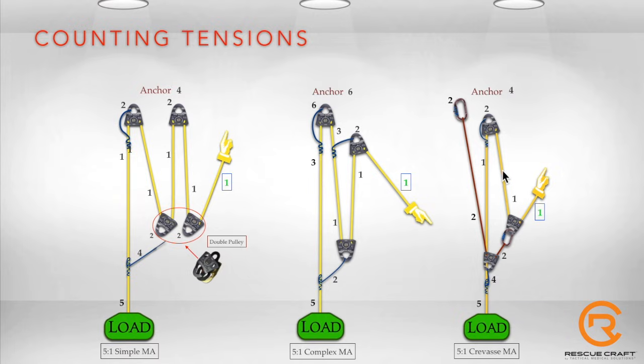Now when we go back to our original system here, that 1 that came out, 1 goes in, 1 comes out. We have 2 there, which is going to leave us with 4 at the anchor. 1 in, 1 out, 1 comes down and meets with the prusik that has 4 tensions on it. 4 plus 1 is going to be 5, so that is a 5-to-1 crevasse.